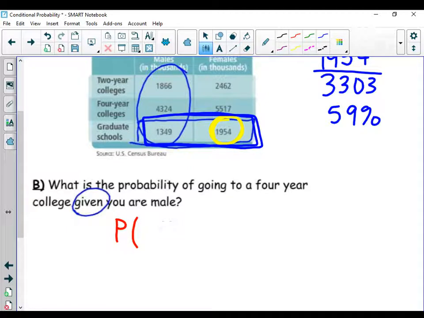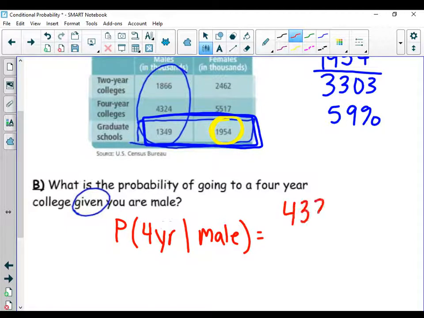Let's try that again. Probability that you're going to a 4-year college, given that you are a male. Okay? So first we want to find the probability that you are going to a four-year college and you are a male. What number is that? 4,324. Okay. Over the probability that you are a male.